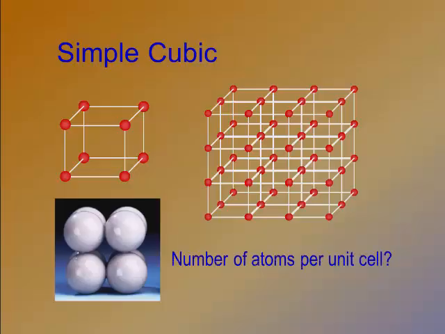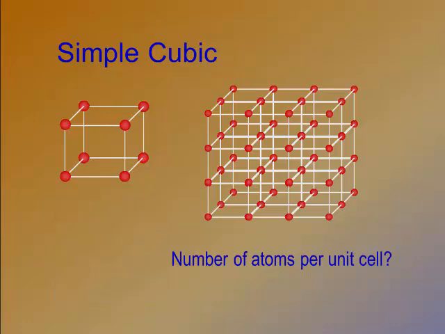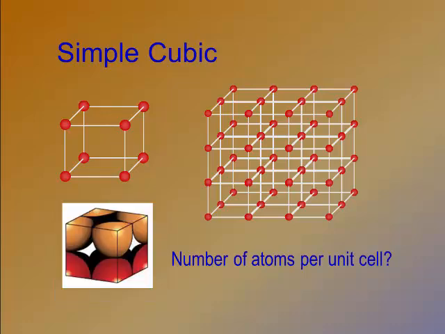How many total atoms are inside a simple cubic unit cell? Only 1/8 of each atom is actually on the inside of the cube. So 1/8 of 8 atoms equals 1 atom per unit cell.